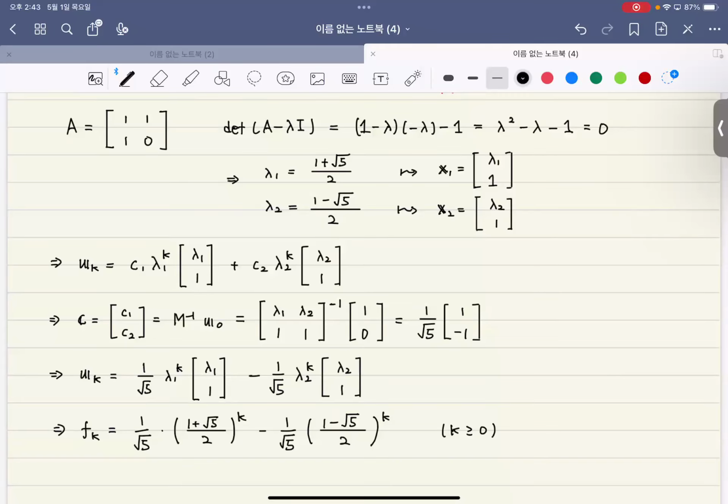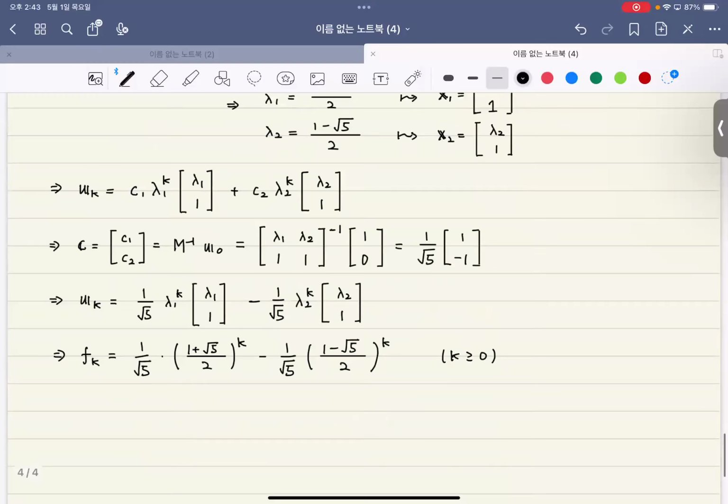Well, also I learned a very interesting fact. So this number, 1 minus square root of 5 divided by 2, is a number between minus 1 and plus 1. So as k is getting larger and larger, this term actually tends to 0. So eventually, the Fibonacci sequence is increasing as much as an exponential function. Okay, good.